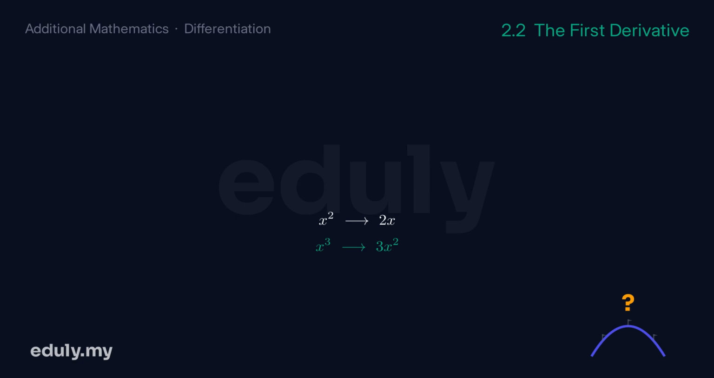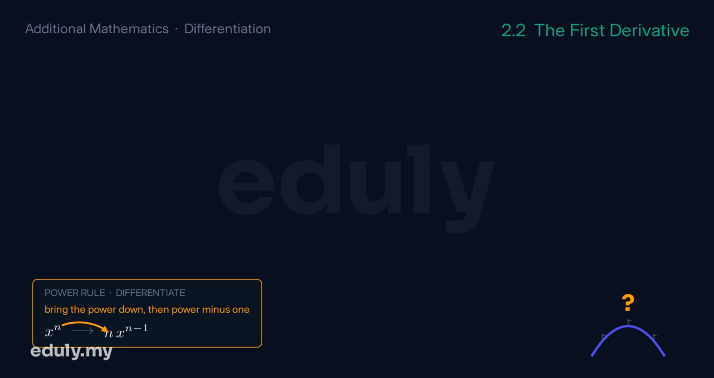See the pattern? The old power slides down to sit in front as a multiplier, and the power itself drops by 1. Say it like this every single time. Bring the power down, then knock 1 off the power. That's the whole rule for any power n, and a out front just comes along for the ride. A longer expression is just several power rule terms glued together with plus and minus signs, so you do each one separately and keep the sign.